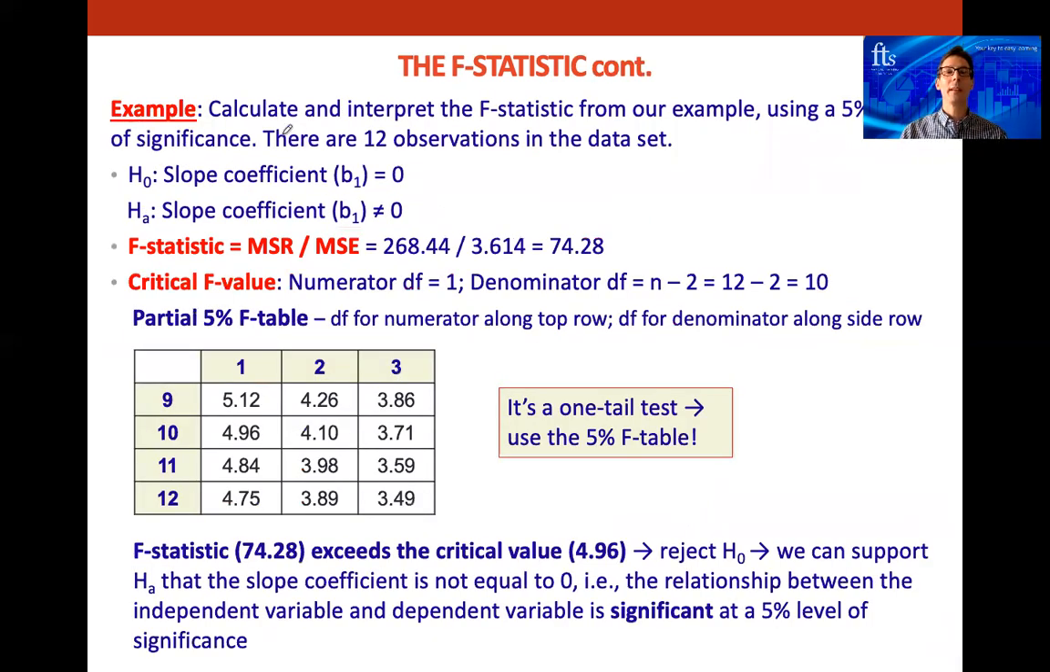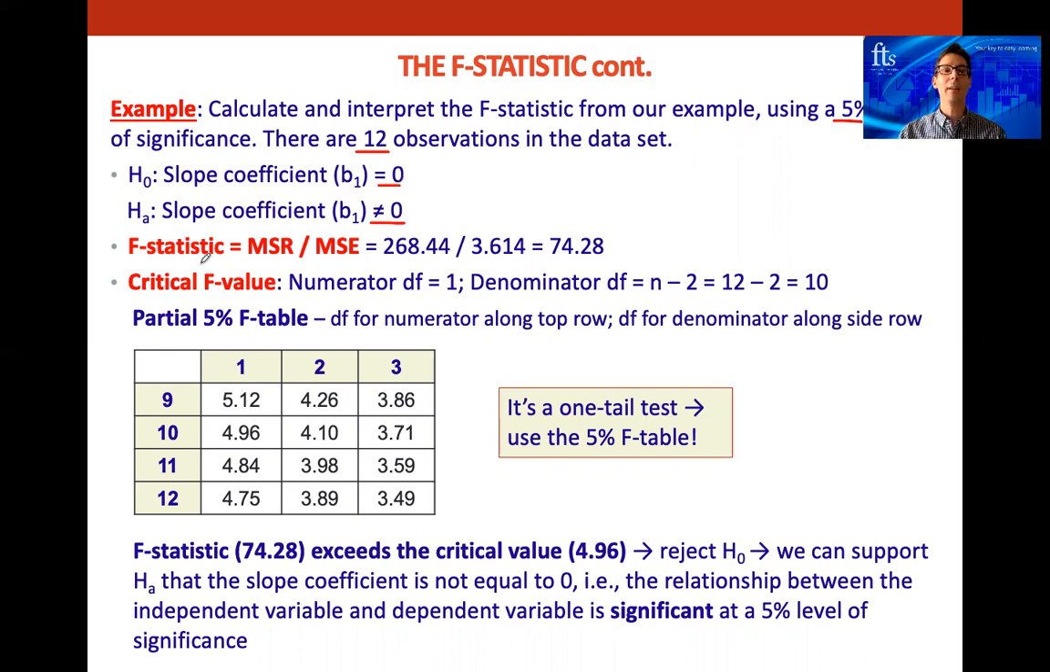It says calculate and interpret the F-stat from our example using a 5% level of significance, and we've got 12 observations in our data set. So the alternative hypothesis, I always like to start with this one, is that the slope coefficient is not 0. That's what we want. And the null hypothesis is that it is 0.